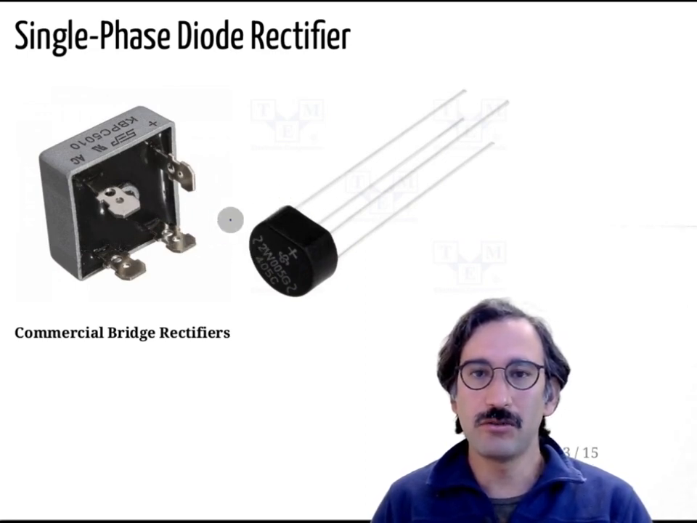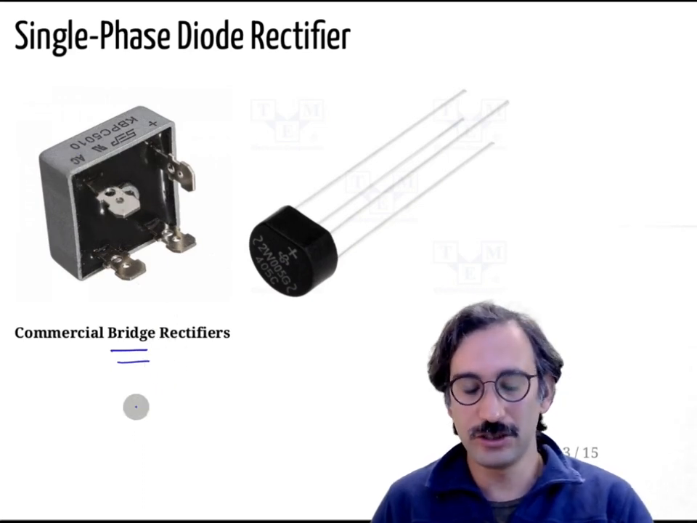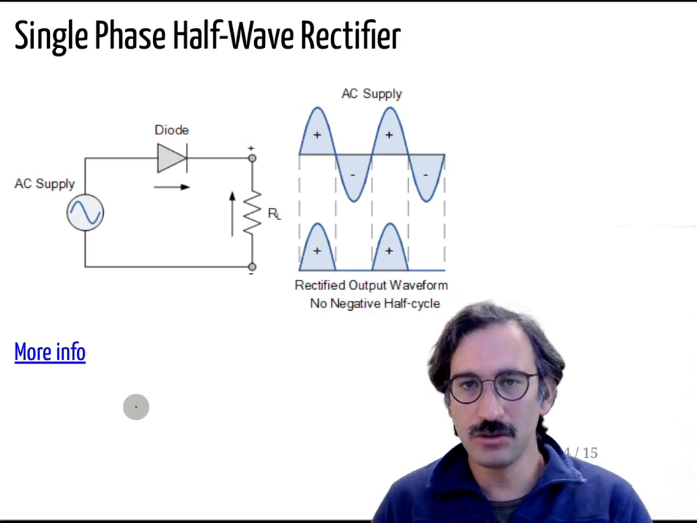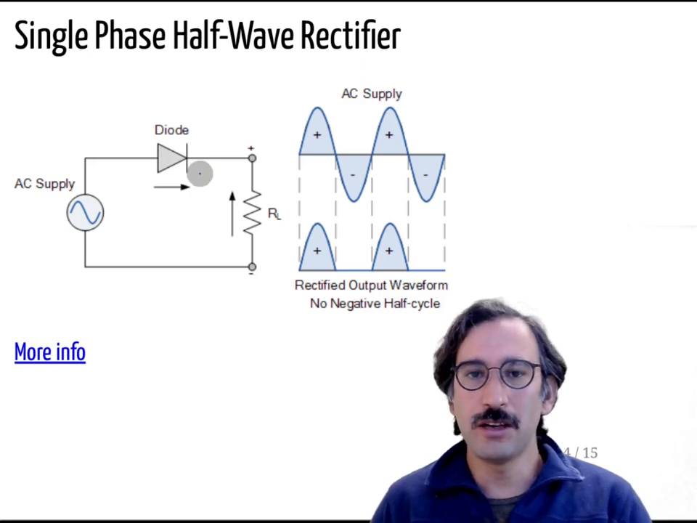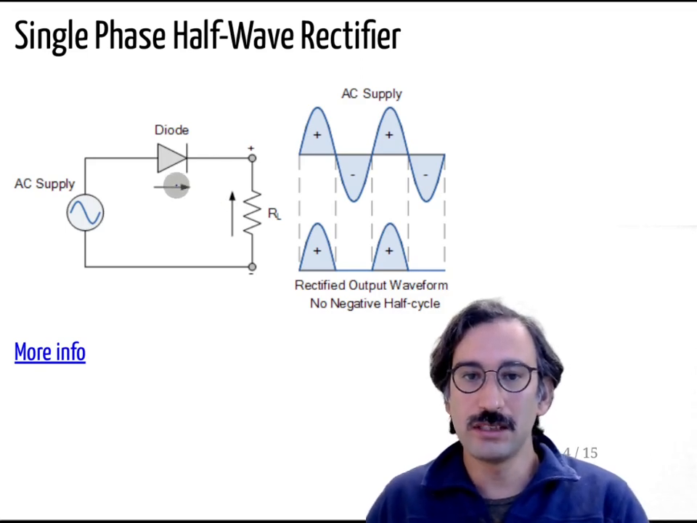These are commercial single phase diode rectifiers, and they have 4 pins. Two of them are for the AC input and two of them are for the DC output. They are also called bridge rectifiers, and they have that typical schematic. There are also half-wave rectifiers, so this is just an introduction. Probably you have seen these in circuits last year.